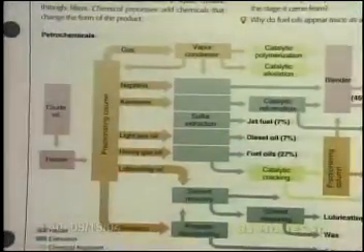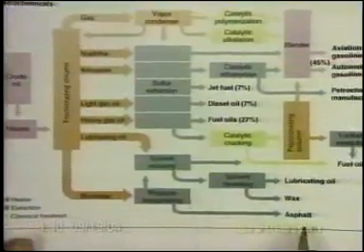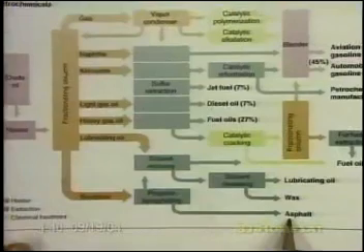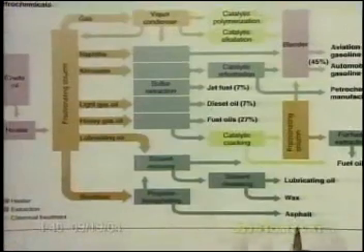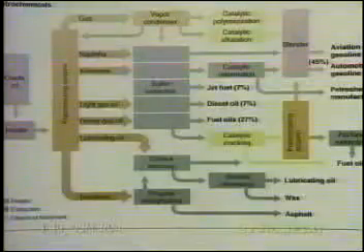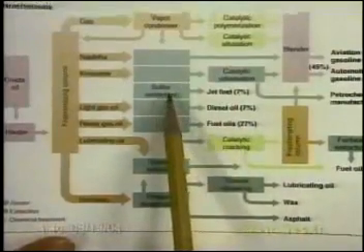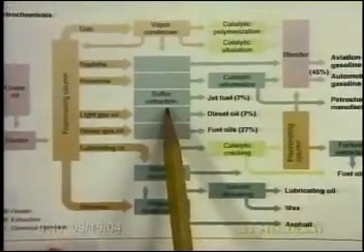All right, now our first question, what is the heaviest product on the chart? Remember, our heavy products are toward the bottom. Residues, the very bottom, asphalt. So that is our heaviest product. What chemicals must be extracted in refining jet fuel? Okay, see our jet fuel right here. Sulfur extraction. Sulfur is the chemical being extracted.